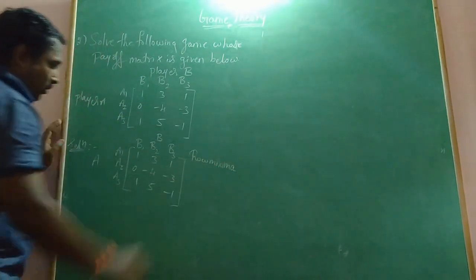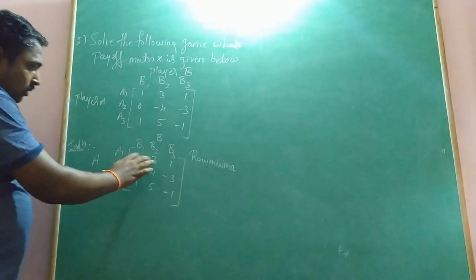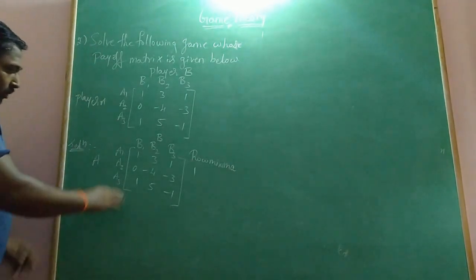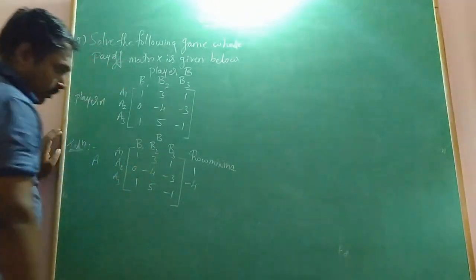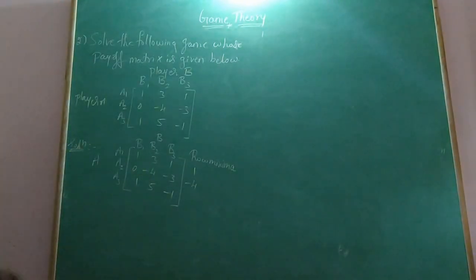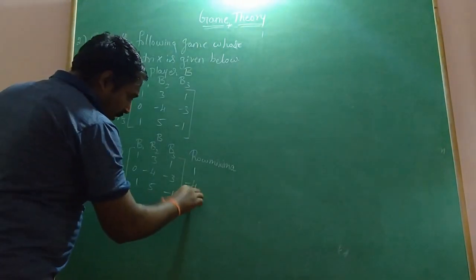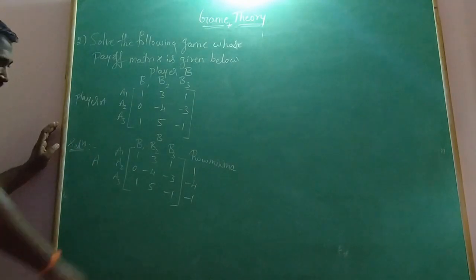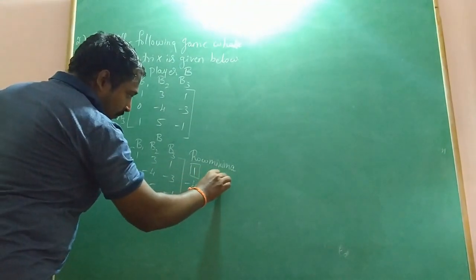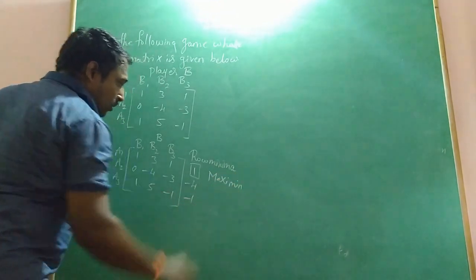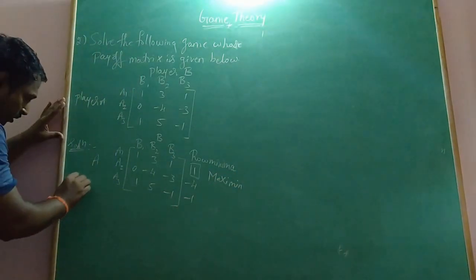With respect to first row, the minimum of 1, 3, 1 is 1. For 0, -4, -3, the minimum is -4. We need to consider the negative side. The next row 1, 5, -1, the minimum is -1. Out of these minima, the maximum is 1. Then here you write maximin.